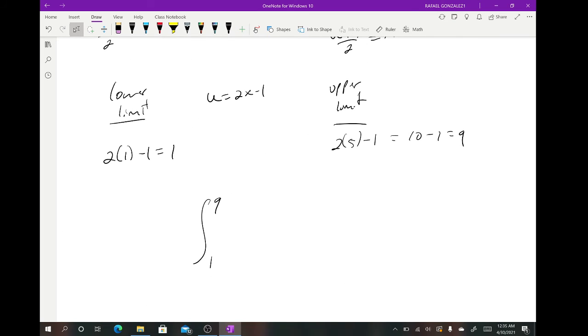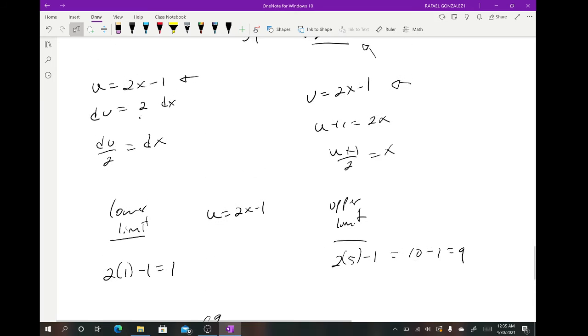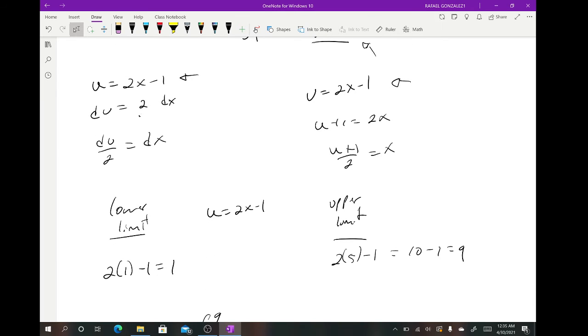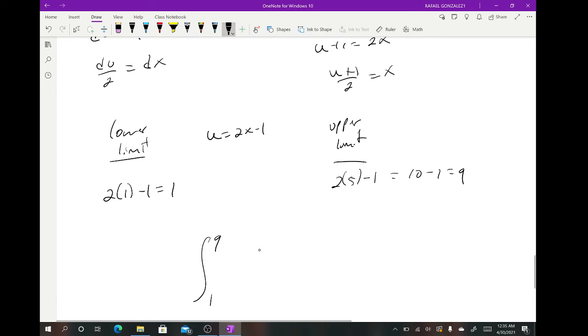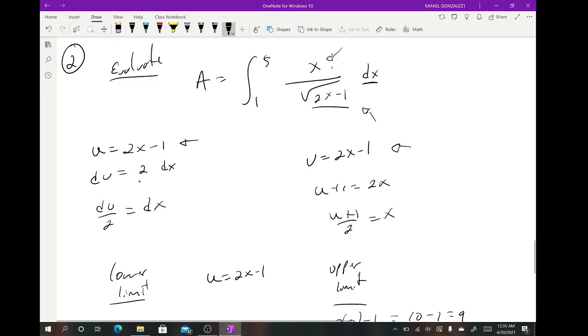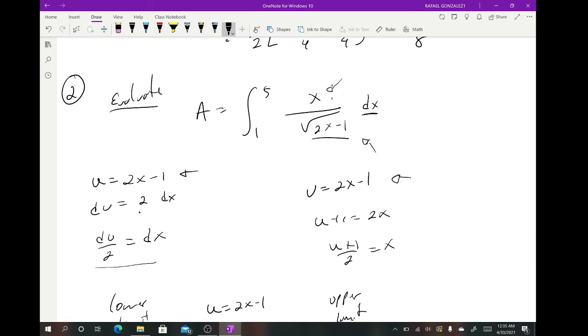So let's see what happens. So I have a value for x, which is u plus 1 over 2. So u plus 1 over 2 divided by the square root of u times du and the 1/2 on the outside. This is everything that I had. I had 1/2 du is equal to dx, and I have u plus 1 over 2 is equal to x, and then 2x minus 1 is equal to u.